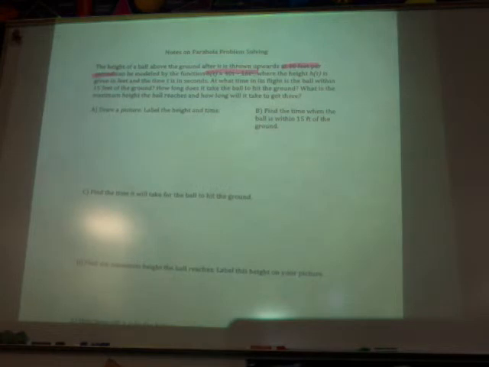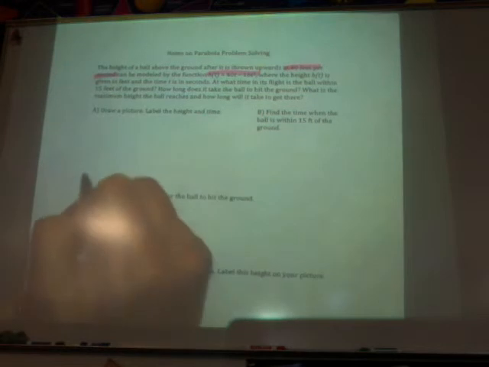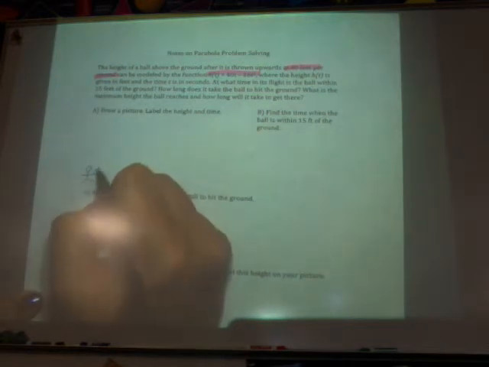At what time in its flight is the ball within 15 feet of the ground? So we're going to go ahead and draw a picture down here. So as I'm throwing a ball, this is the ground.